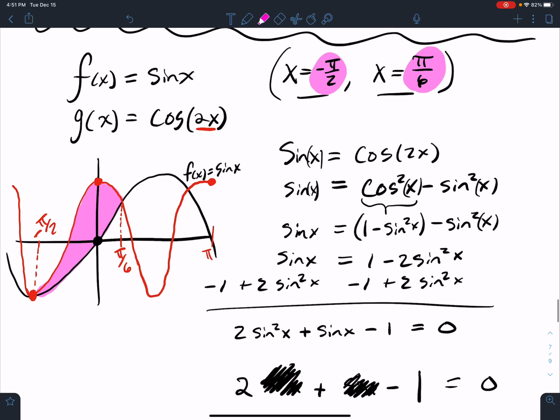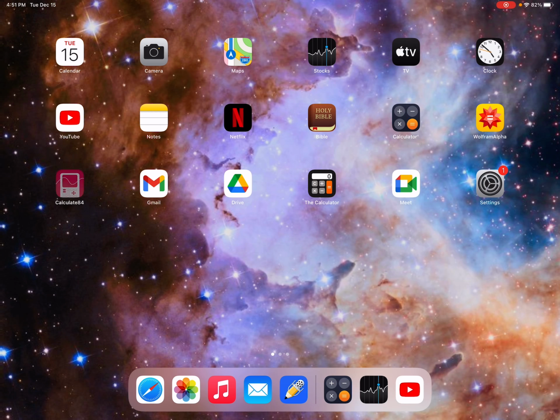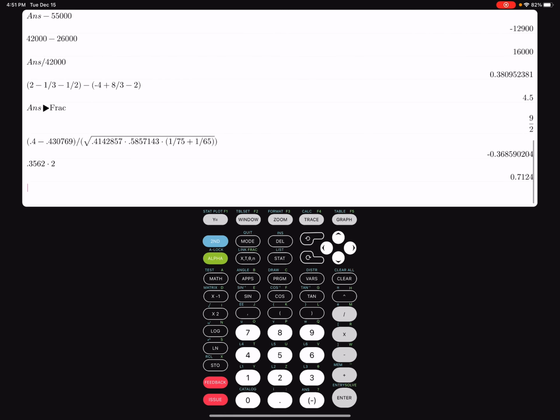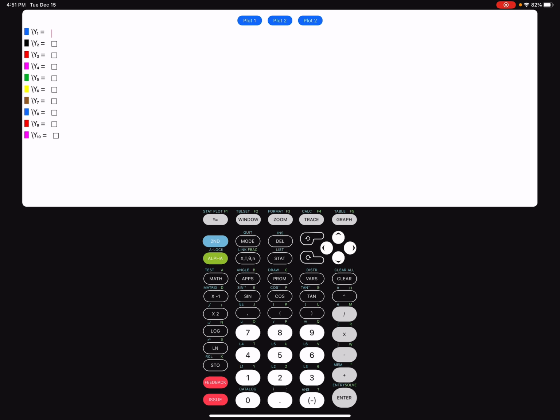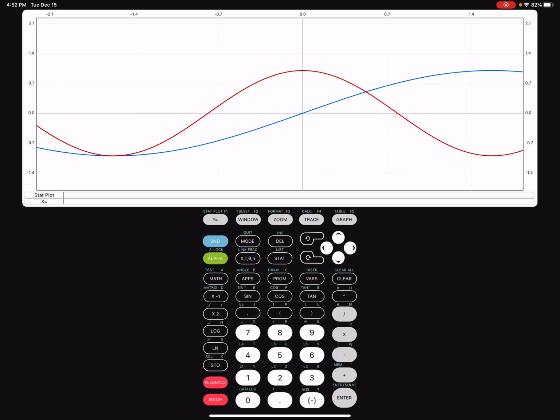All right. So if you were to graph this, how would you graph this in your calculator? So graphing calculator, skip for now. Okay, so I have sine x in y1, y2, I'm going to do red for y3. This is going to be cosine 2x. Enter, and we'll plot it. So you can see here, we're crossing. I'm going to screenshot this.